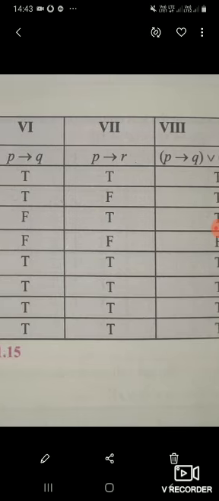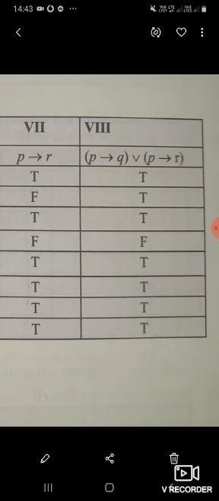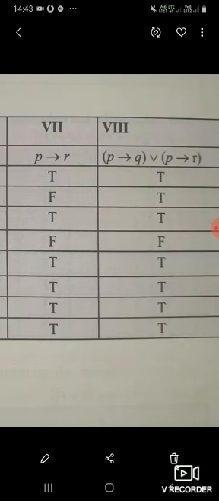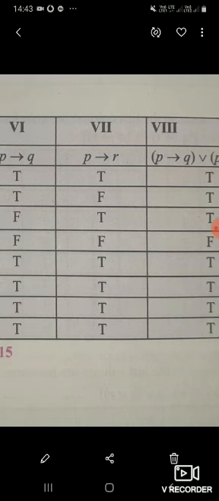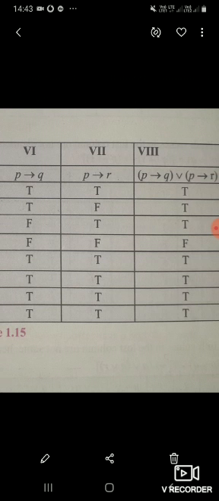Then for the final one, the 6th column and 7th column, we have to use the R table. Both false gives false, all other cases it is true. So 6th column true, 7th column true, it is true. Then true and false, true. See the 4th column, both are false, so false. Rest of everything is true.